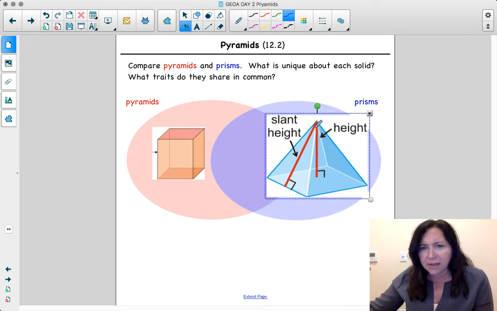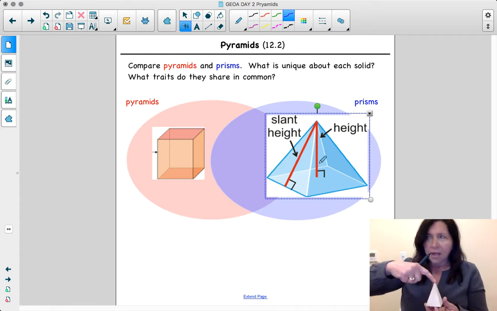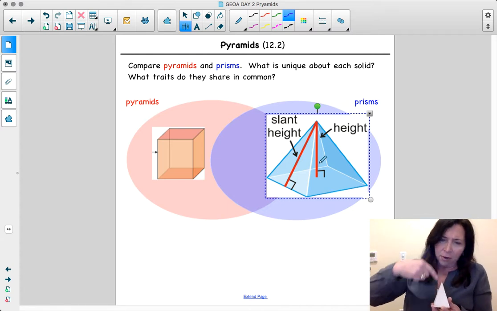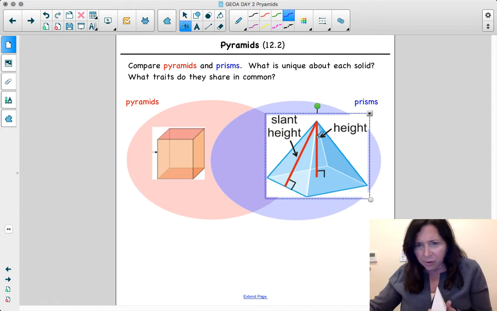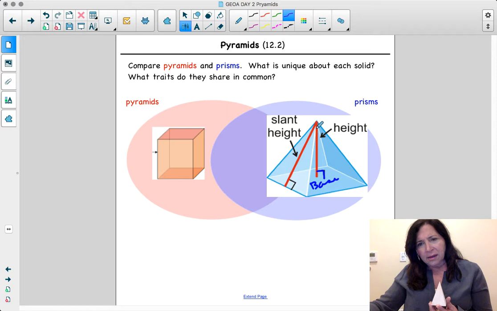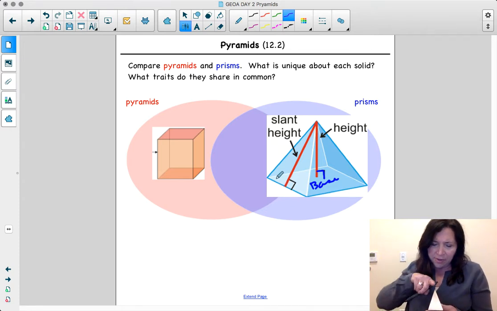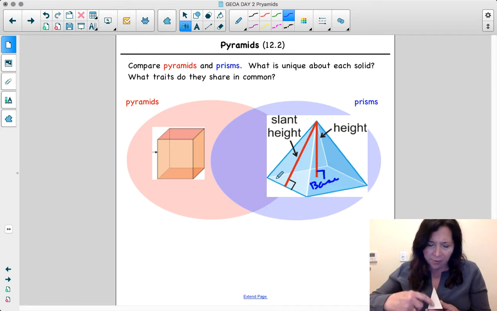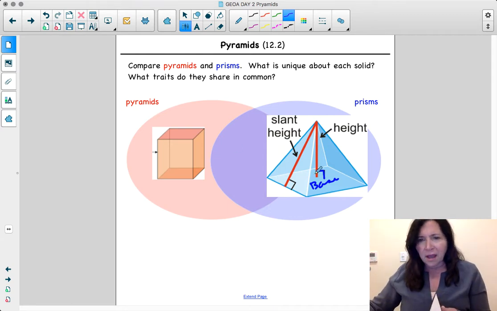Notice this height. If I had a pyramid, here's my pyramid, the height goes straight down, not on the side. See how it goes straight down? That's my height. It's perpendicular with the base. This is my base. This height here is what we call the slant height, because see how it's slanted? It's a side, on that lateral face, and it's slanted. So we call that the slant height.